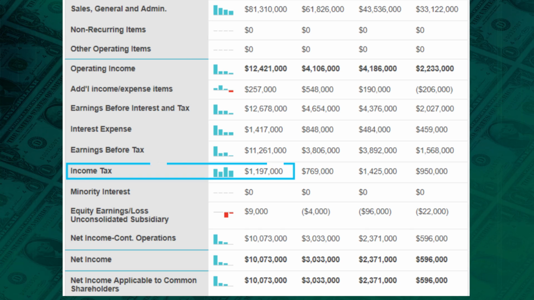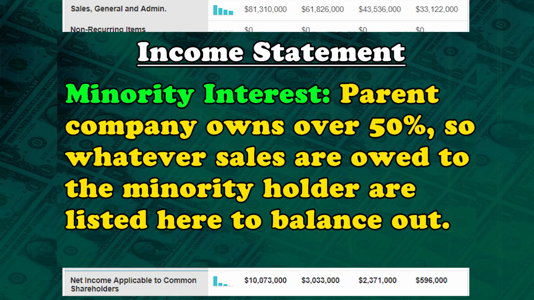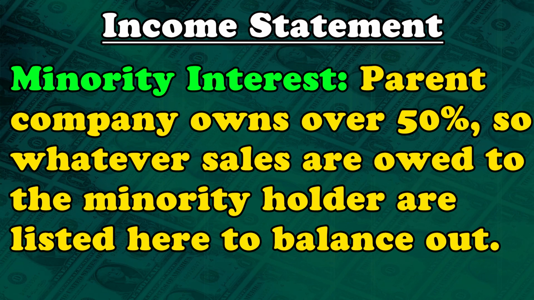Okay, next up here we have minority interest, and this one is a little tricky, so I'm just going to give you an example. Let's say that Amazon controls a majority stake in Tesla, so it would have to be above 50%, but for this example, let's just say that Amazon owns 90% of Tesla.